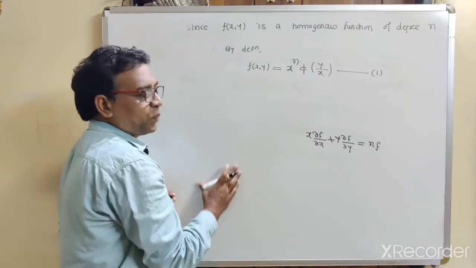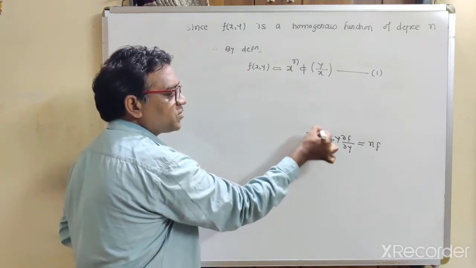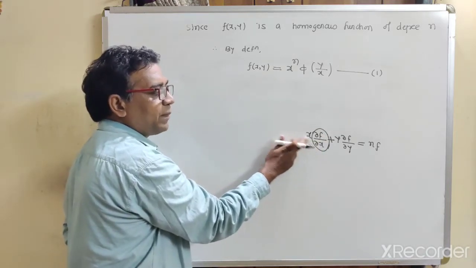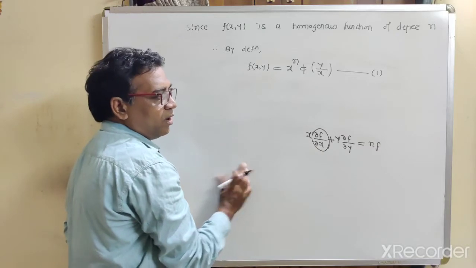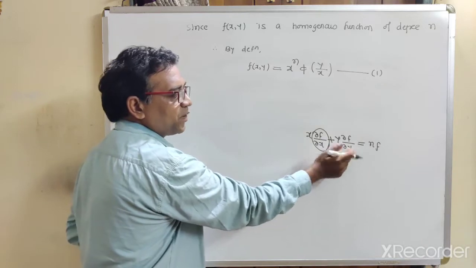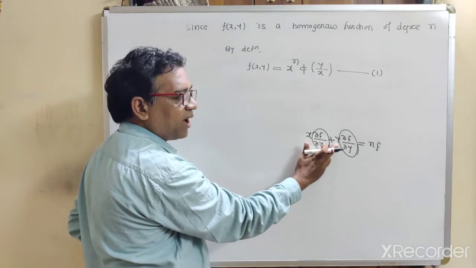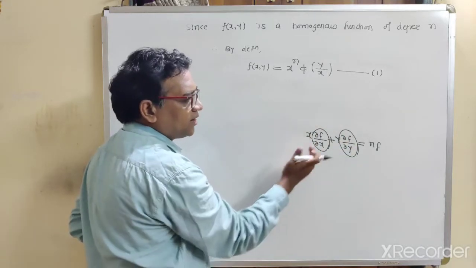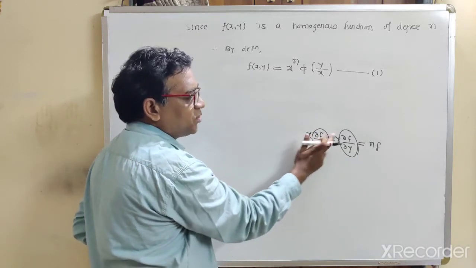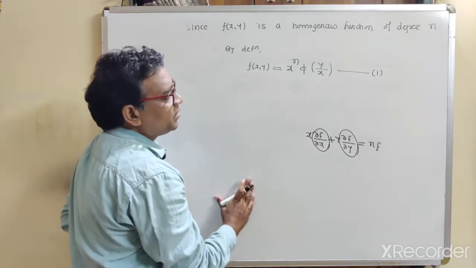So what is our procedure? First of all, differentiate f partially with respect to x. That means we get del f by del x, and multiply by x to get an equation. The second step is differentiating f partially with respect to y. We get del f by del y, multiply by y to get a second expression, and add both expressions. That gives x into del f by del x plus y into del f by del y.